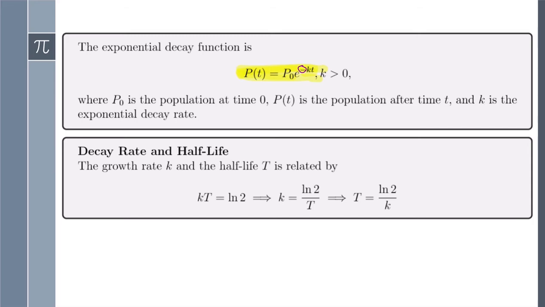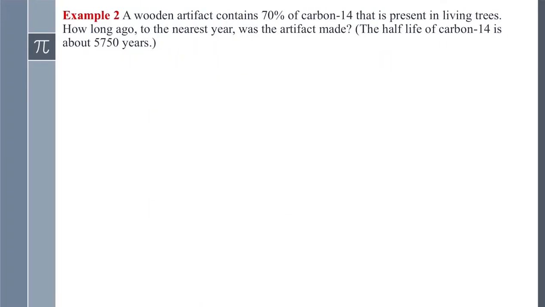Again, this half-life and decay rate have a relationship similar to the growth rate and the doubling time. So k times t equals natural log of 2, and to find k, we'll use this one. To find half-life, where t represents half-life here, we use this formula. So let's look at an example.